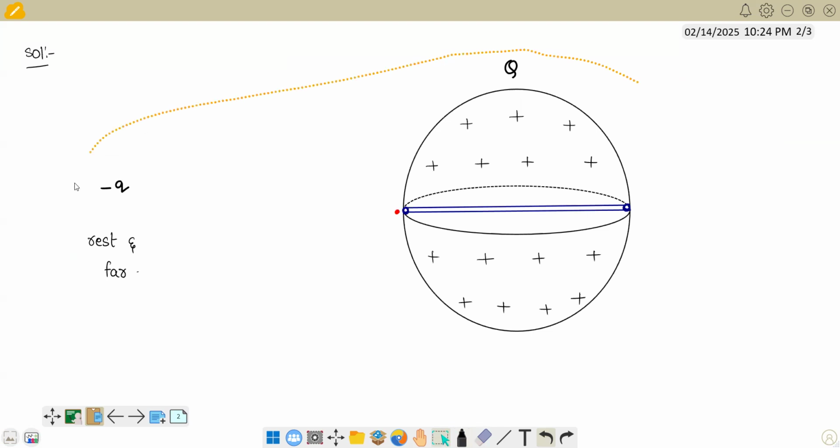Now let us look at our scenario. If I take this scenario, originally they are very far, and this is at rest. Let us find what is the initial energy of the system.